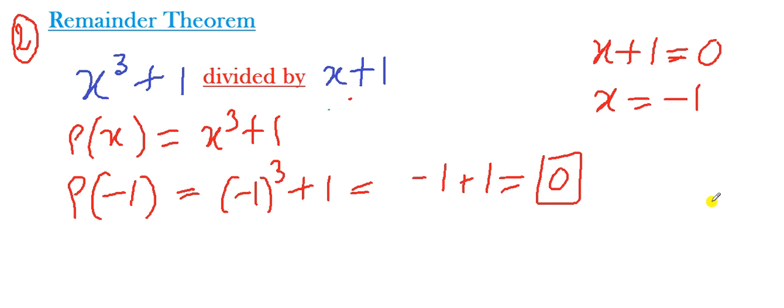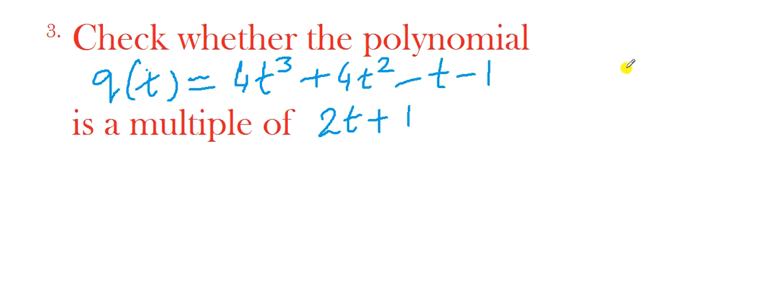Now I'll take a third example, a slightly bigger or tougher application type question of the remainder and the factor theorem. Check whether the polynomial q of t, it can be any name and any variable, which is 4t cube plus 4t square minus t minus 1, is a multiple of 2t plus 1. So basically you have to find out if 2t plus 1 is a factor of the given polynomial. Now taking a long division method will become slightly longer.